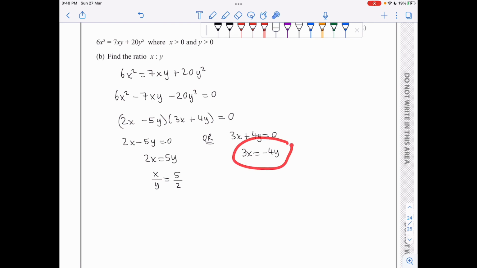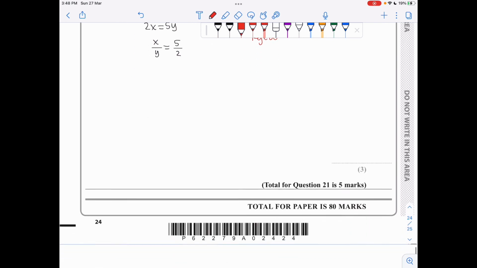Here, if you look at it, if x is positive, y must be negative. And if x is negative, y must be positive, which violates that both of them have to be positive. So I reject this scenario here, and therefore the ratio of x to y is 5 to 2.